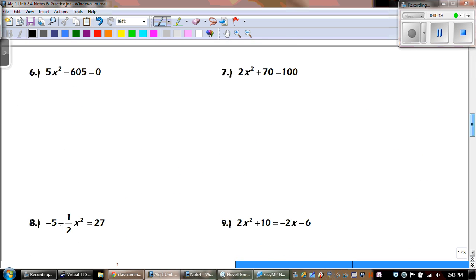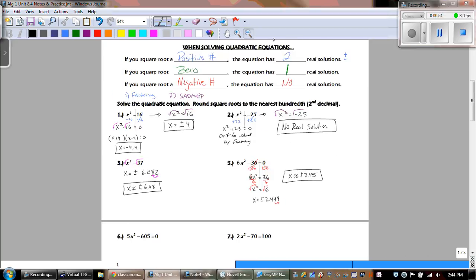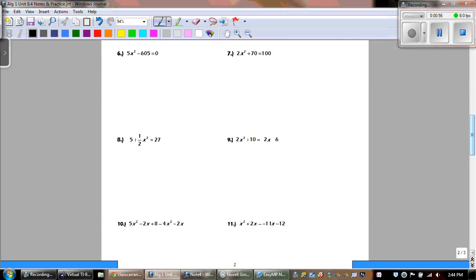Alright, now we're on the back page of the notes. So what I want you to do is look at these 6 problems. Write SADMAP on the ones that you think can be solved by inverse operations. Remember that means if there's no linear term, you can solve it by SADMAP. Go ahead and pause the video and see if you can do that. Remember, you're looking at all 6 of those.